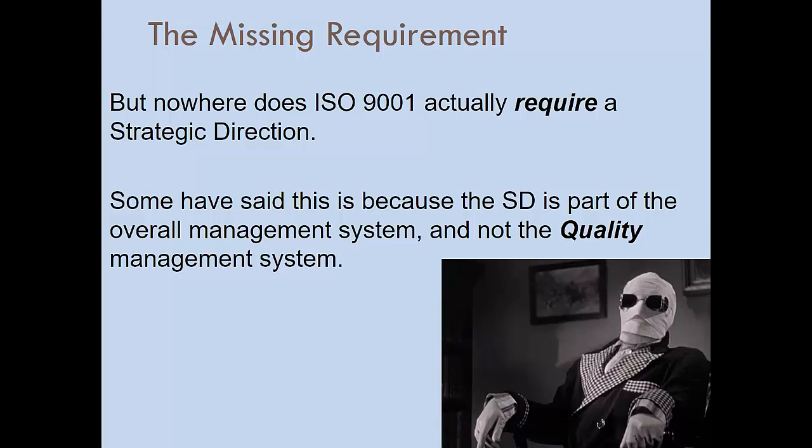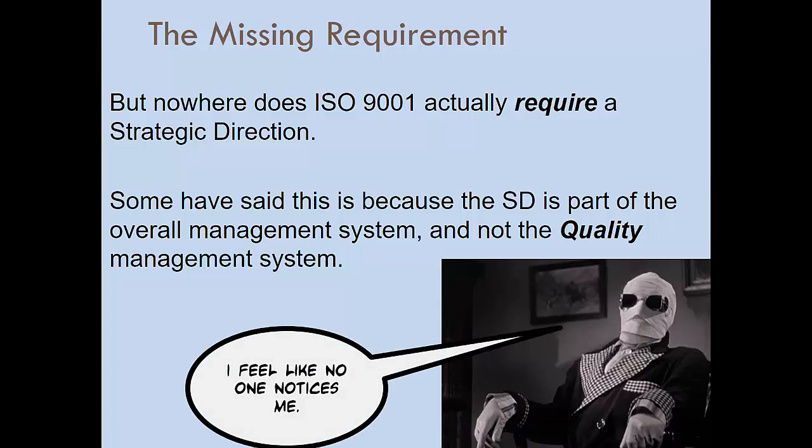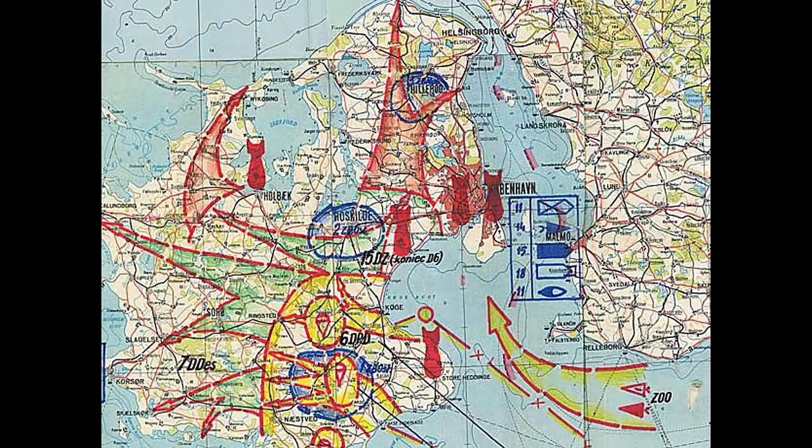The weird thing is that nowhere in the standard does it actually require the strategic direction to exist. So some have said this is because the SD is part of the overall management system and not the quality management system. So you may have a company strategic direction, but either way, how do you assess all of these things against the strategic direction if you've never told them to create it?